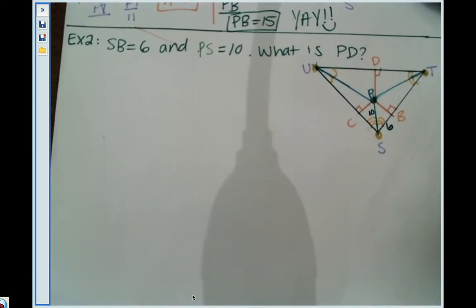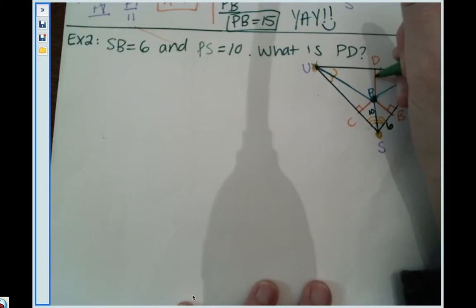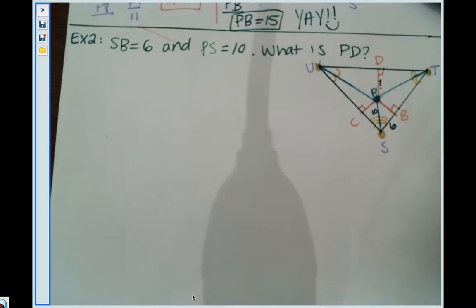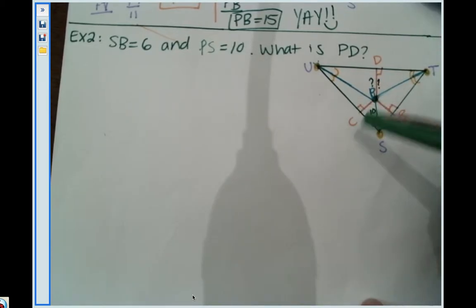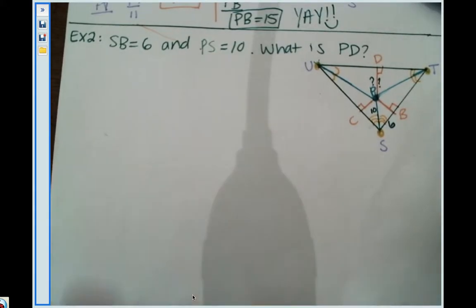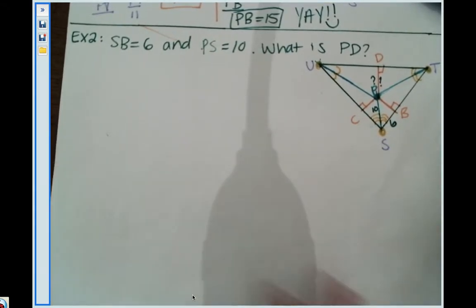And then it says, what is PD? So they want to know what this is. This is the one I'm finding. This is the one where I don't know yet, so I'm going to put a question mark. That's the one I'm trying to find. Again, I was given segment lengths, so unfortunately this angle business is not going to help me. We labeled it just in case, but it's not going to help me. So currently I know that this length is 10, and I know this is 6.